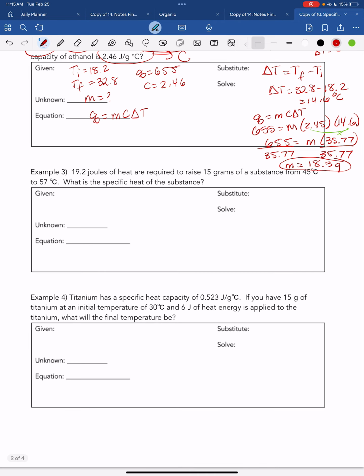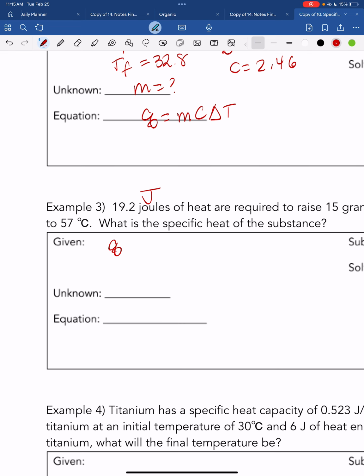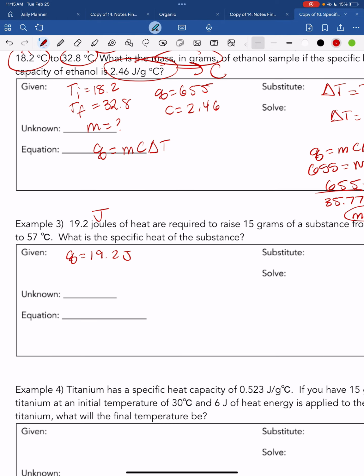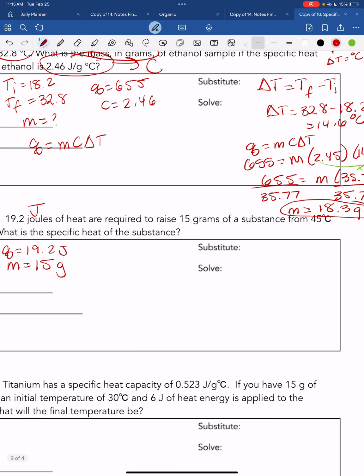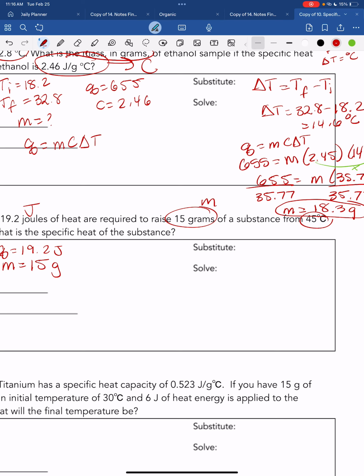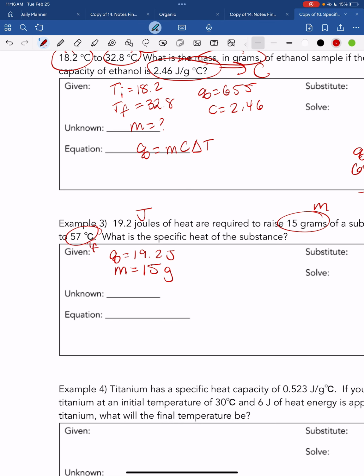Okay, example 3, 19.2 joules. Remember joules is our Q. So Q is 19.2. 15 grams of a substance, so that's our mass, is heated from 45 degrees Celsius to 57. So our TI is 45, our TF is 57, and we're solving for C, the specific heat. We're going to use this equation.